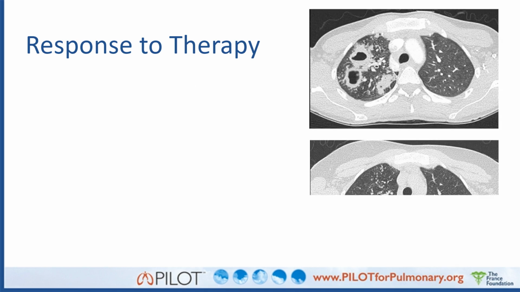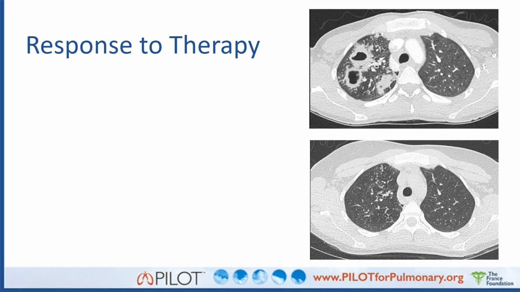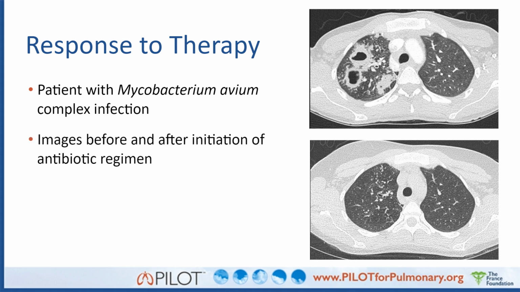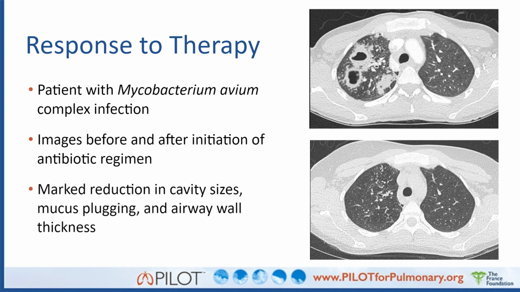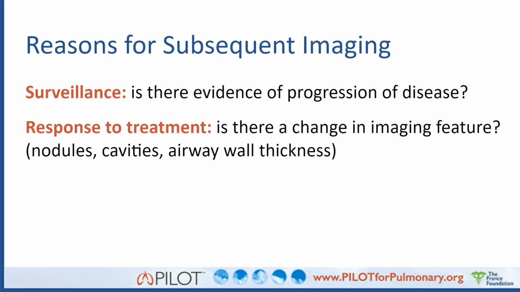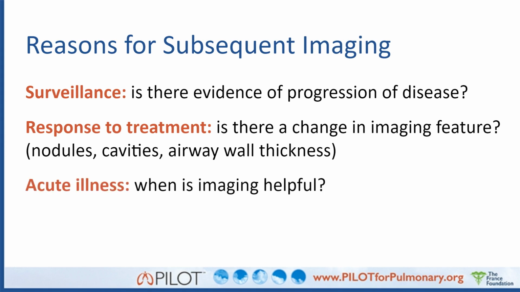But we also monitor our response to therapy when we're treating mycobacterial infections. And what you can see here is a patient with a Mycobacterium avium complex infection and images before and after the initiation of antibiotic regimen. So I think you can appreciate the marked reduction in cavity sizes, mucus plugging, and airway wall thickness. This was an example of someone who responded beautifully to antibiotic therapy. The final reason why subsequent imaging might be helpful is in the acute setting and trying to figure out how imaging will help you in understanding what to do for intervention.